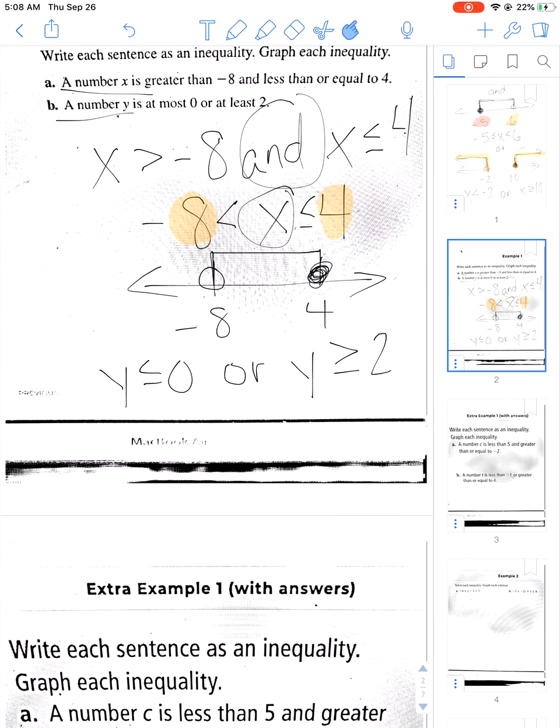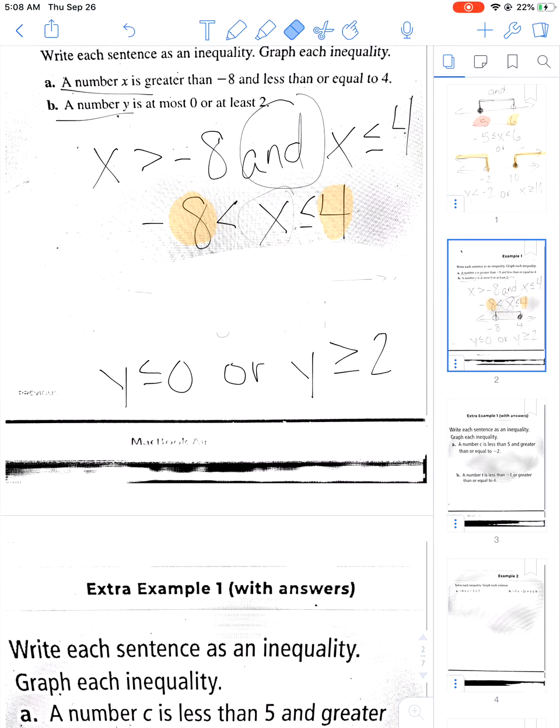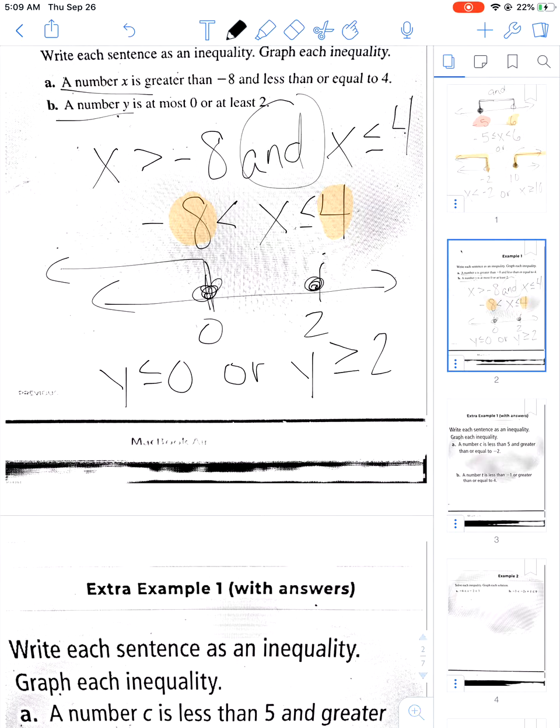So let's see. Let's clear a little bit of space for ourselves. Smallest number first, biggest number second, closed, closed, y less than or equal to 0, y bigger than or equal to 2. Okay, nothing too crazy there.